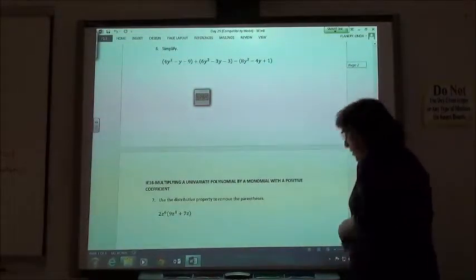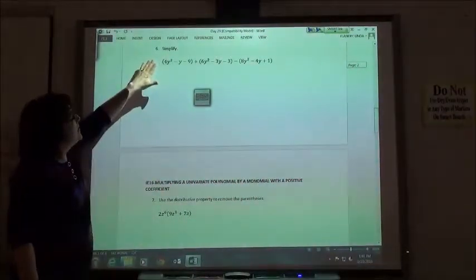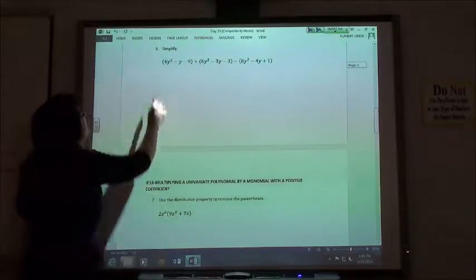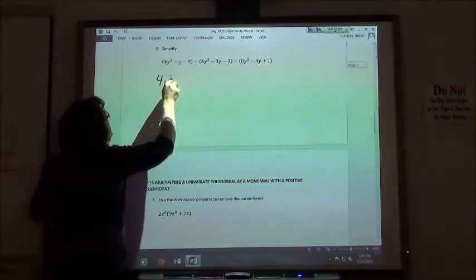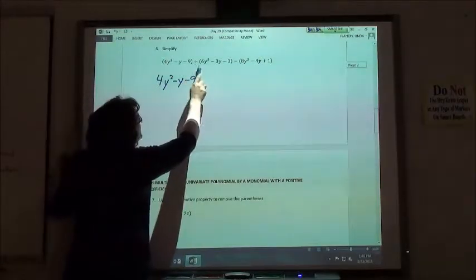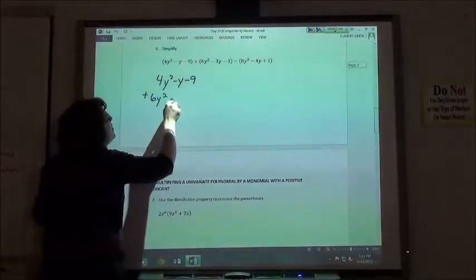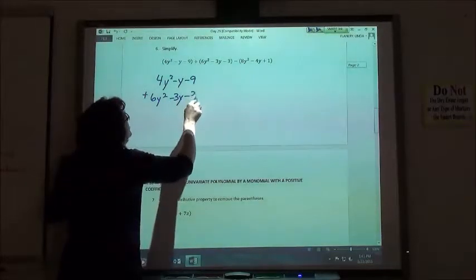Number 6, same kind of thing there. The first one doesn't have anything in front, we're just going to leave it alone: 4y squared minus y minus 9. This one has a plus sign, so we leave all those the same: positive 6y squared, a minus 3y, and a minus 3.